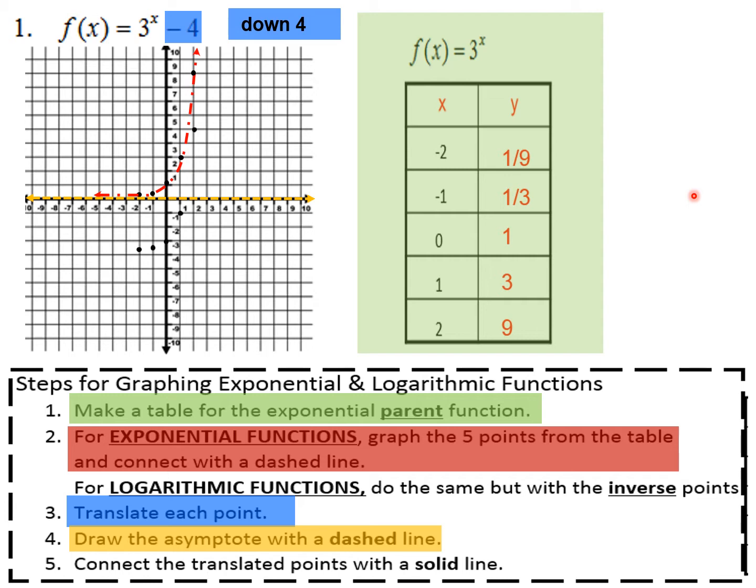This was my asymptote initially. It was at y equals 0. So what do you think we're going to do with that? You guessed it. We're going to take it down 4 units as well. Let's go ahead and connect the translated points with a solid line, and here is our new graph. Here's our initial graph, and this is our transformed or translated graph.